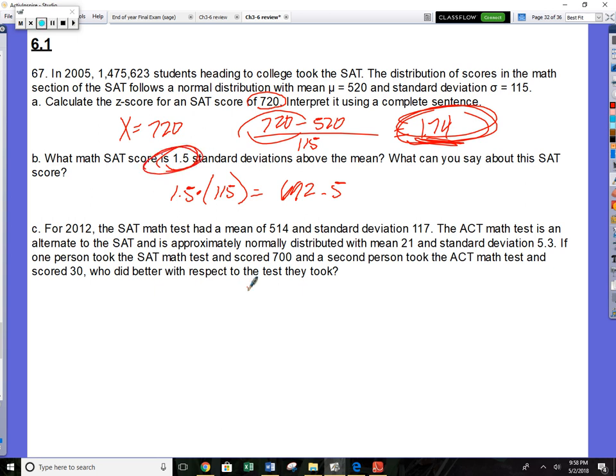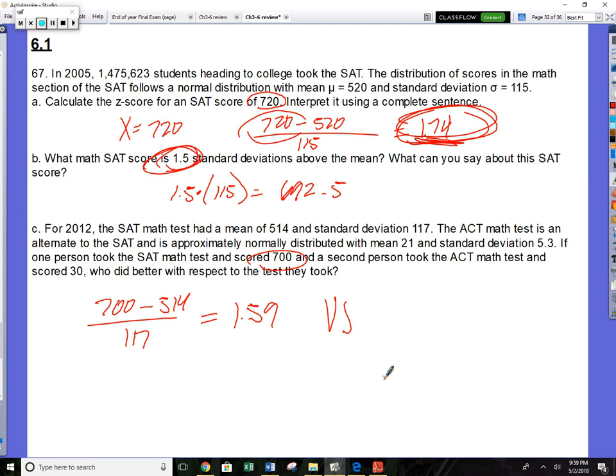Okay, so here we go. We're going to take the score, 700. So we're going to go 700, subtract the mean. What is the mean? Mean of 514, divided by the standard deviation, 117. Okay, that gives me a z-score of 1.59.